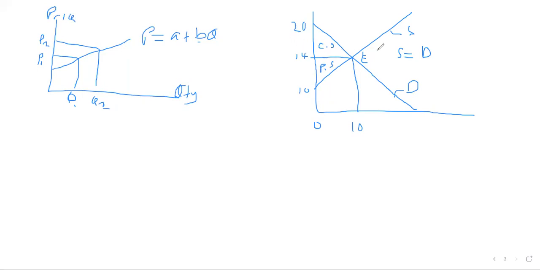If we add them up, we get the total surplus. You can see that this is a triangle. So the area of a triangle is given by half times base times height. The distance from here to here is 10. The distance from 20 to 14 is 6. So half times 10 times 6 is 30. So this is called the what? Consumer surplus.